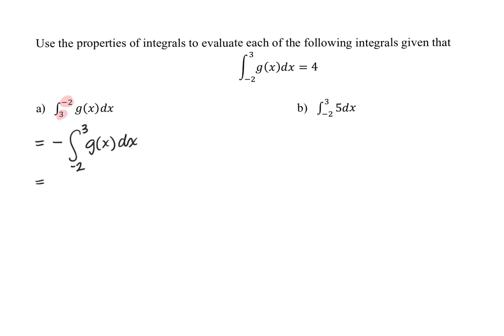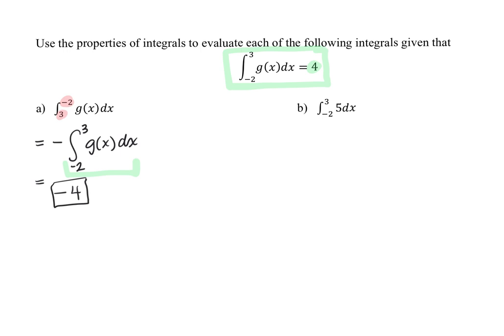And again, the integral that we were given here, the integral from -2 to 3 of g of x dx, is 4. So therefore, we know the value of this integral, and that's going to be 4. So this is going to be -1 times 4, which ultimately leaves us with -4.